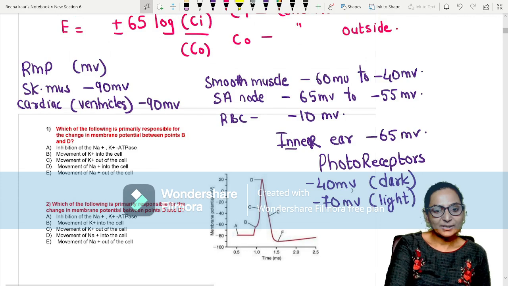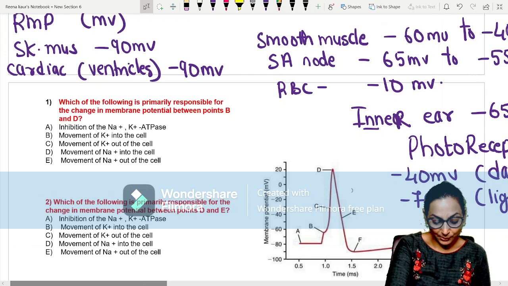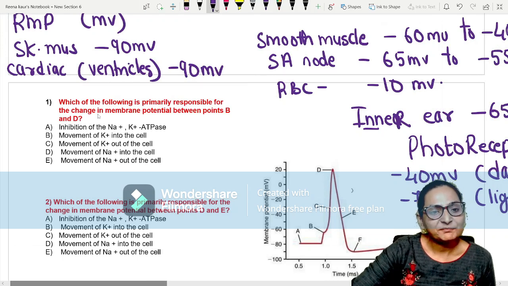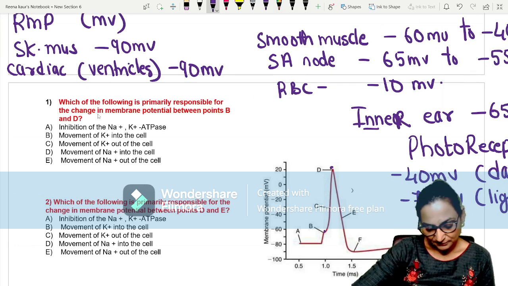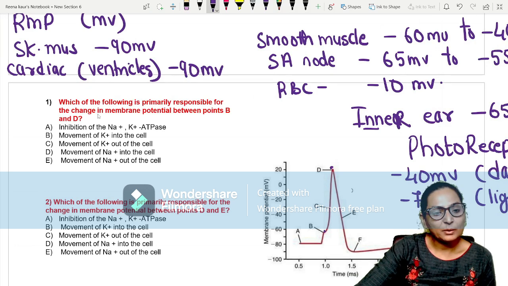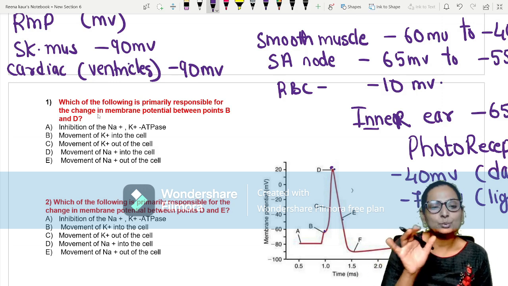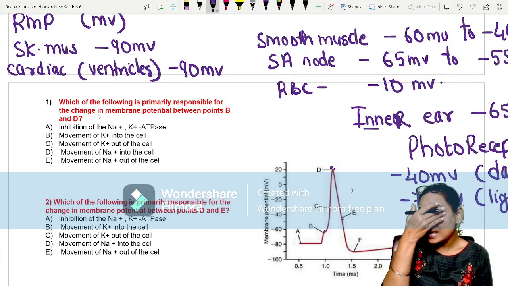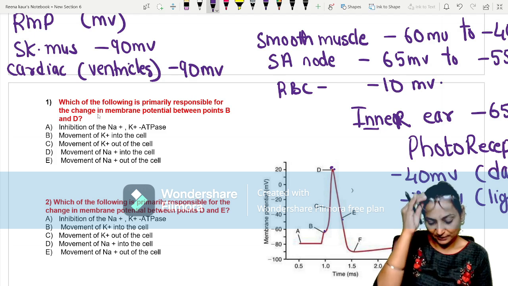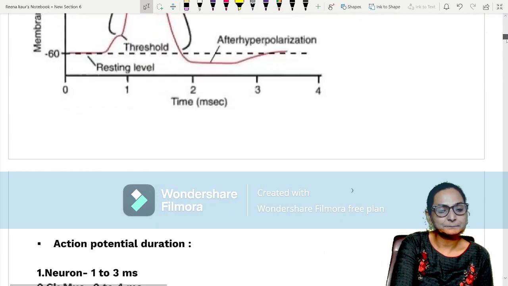For example, if I want to ask you a question on action potential, like which of the following is responsible for the change between B to D? Which of the following is responsible from D to E? You should be able to know the stages or the phases of the action potential and the ionic bases of action potential. We will do that later.